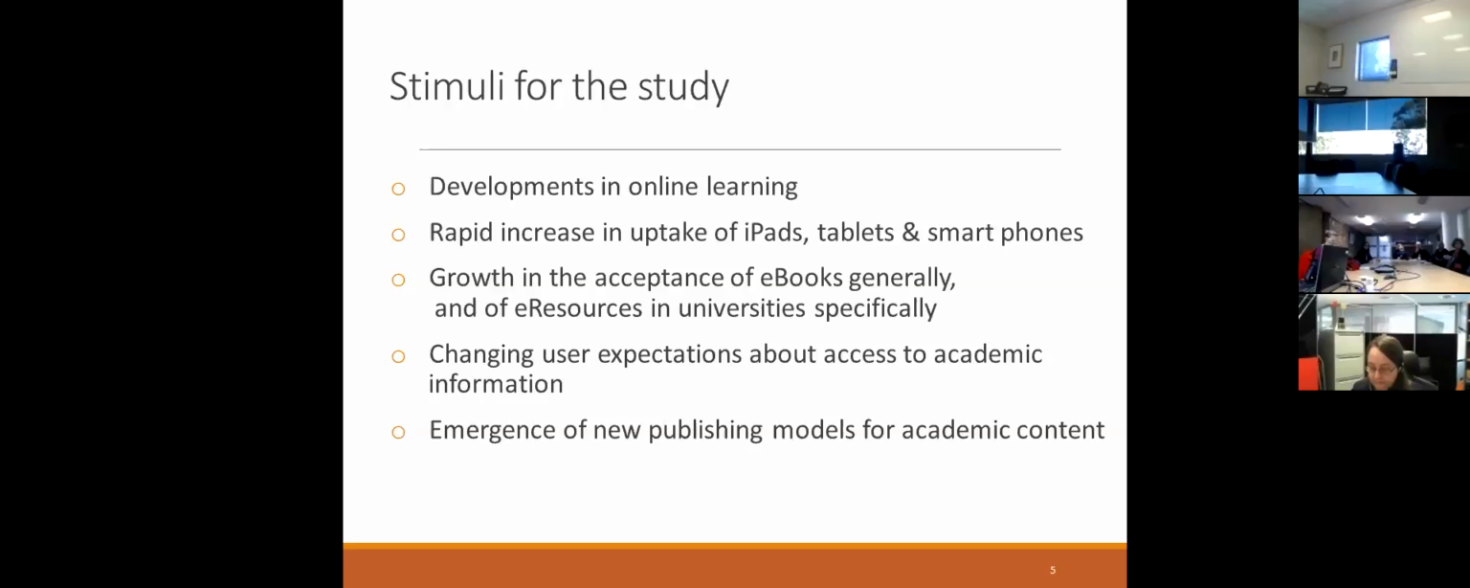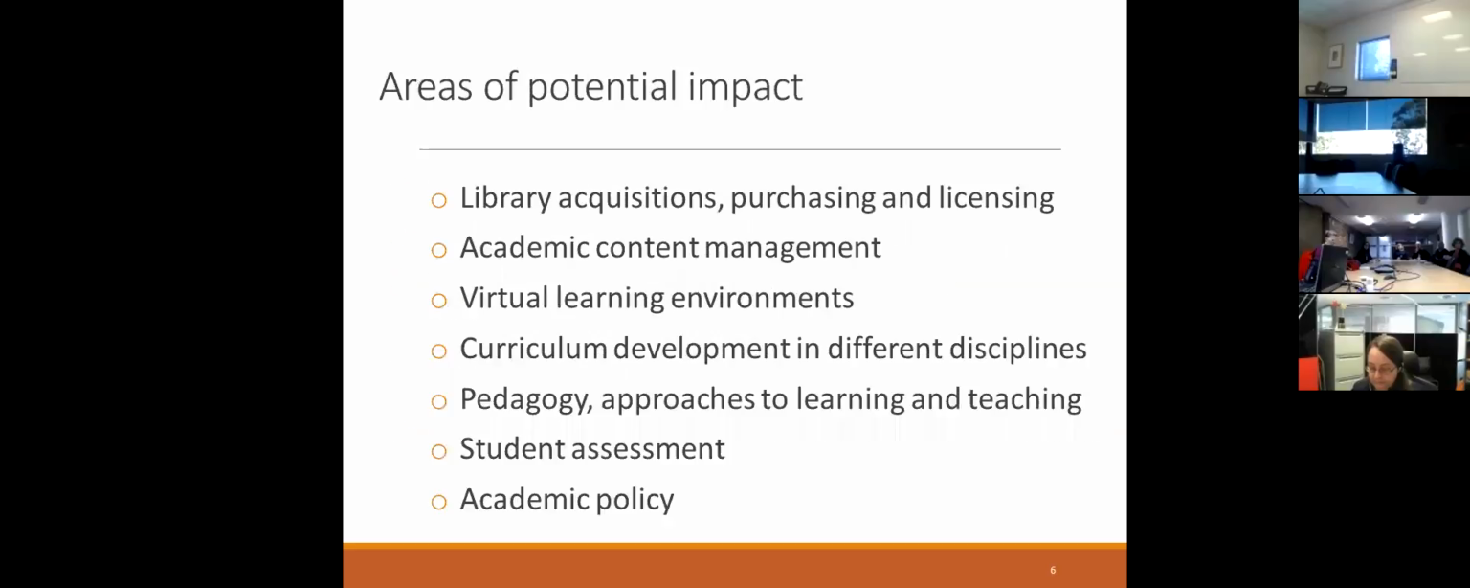And she asked me about it. Then the emergence of new publishing models. So that's happening as well, and that is continuing to change and develop over time. So the impact of e-textbooks covers a very wide area.